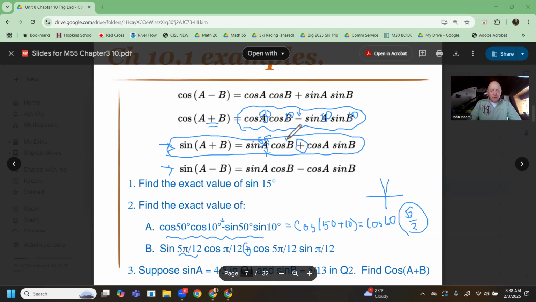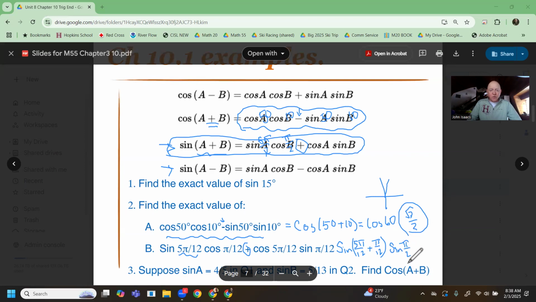And B is 1 pi over 12. So using substitution working backwards, this is equal to sine of (5 pi over 12 plus pi over 12), in parentheses. 5 pi over 12 plus 1 pi over 12 is 6 pi over 12, also known as pi over 2. So sine of pi over 2 is what we're actually evaluating.